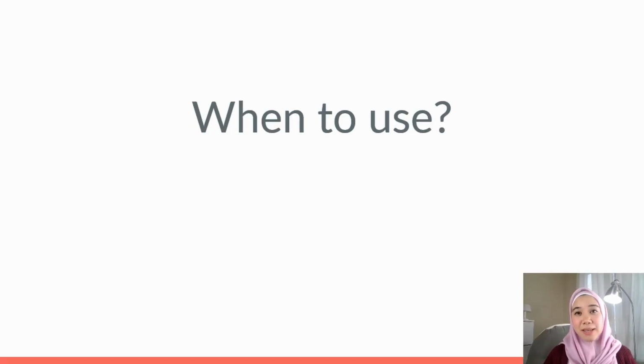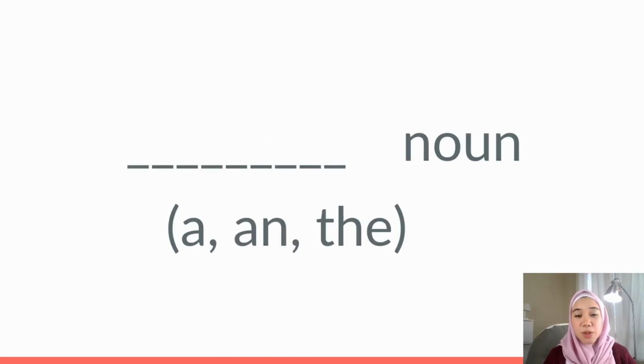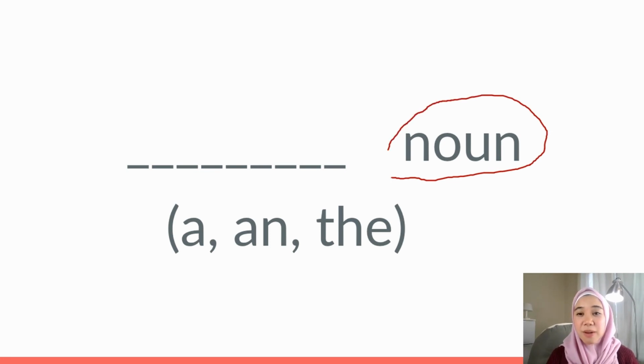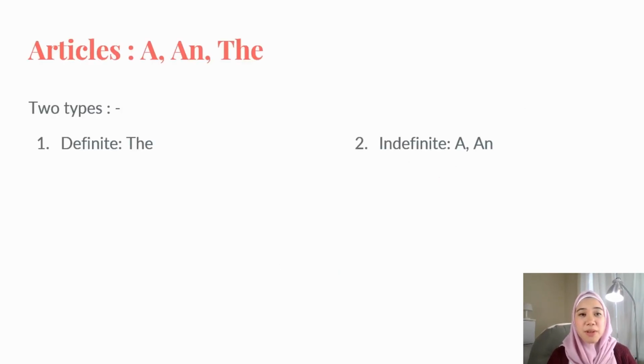Okay, so first things first, when to use a, an and the. How to know which one to use? To know when to use a, an, or the, you have to look at the noun that comes after it. If you remember, we learned about nouns in the first chapter, kata nama. So basically you just look at the noun and then decide whether to use a, an, or the.